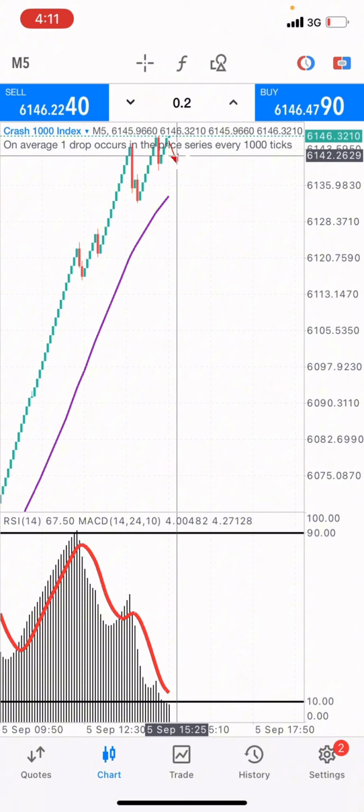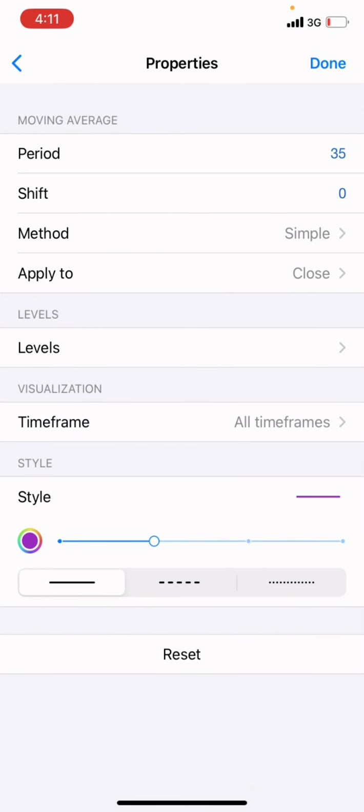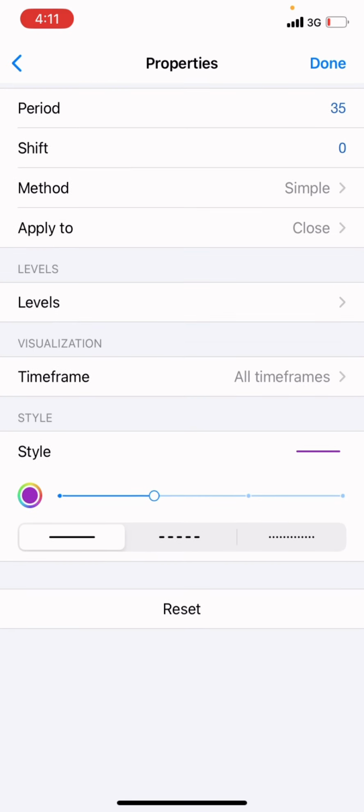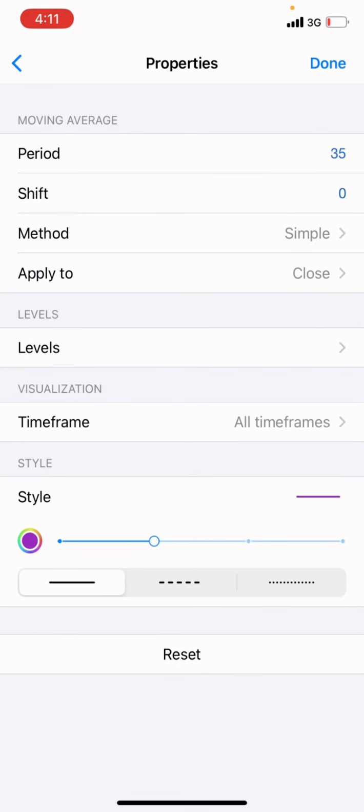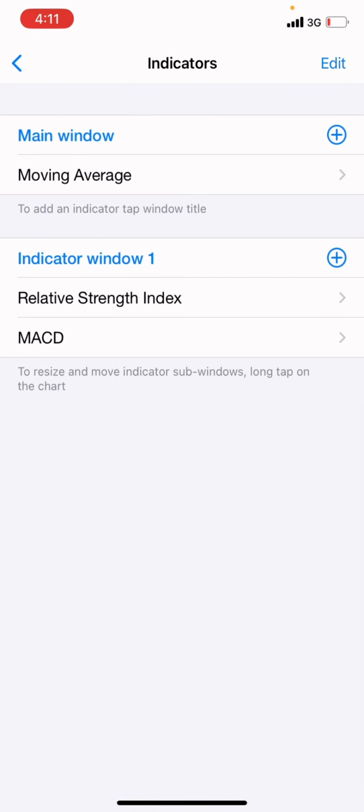Now for the parameters for this video, I'm going to share with you the moving average. The moving average on period 25, the method simple, you apply to close. The style on 2 pixels and the color purple, then you click on done.